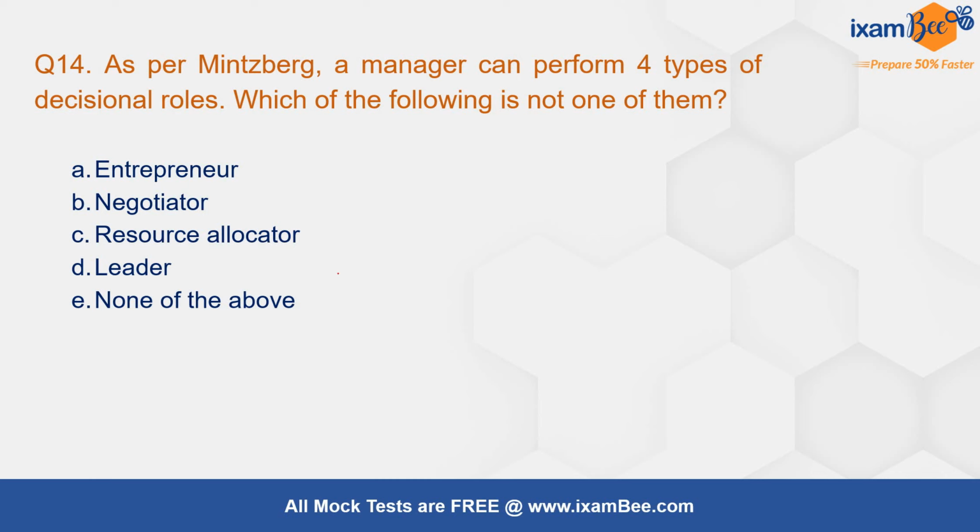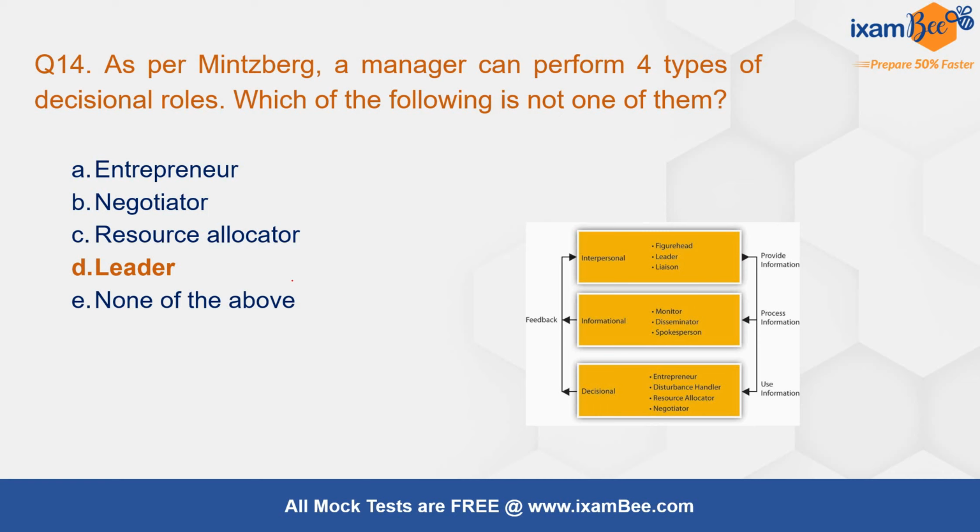Question number 14. As per Mintzberg, a manager can perform 4 types of decisional roles. Which of the following is not one of them? Entrepreneur, negotiator, resource allocator, leader, or none of the above? The correct answer is leader. So Mintzberg gave 10 roles which managers perform, and he had categorized them in 3 categories: interpersonal, informational, and decisional. And the decisional roles included entrepreneur, disturbance handler, resource allocator, and negotiator. Leader is an interpersonal role.